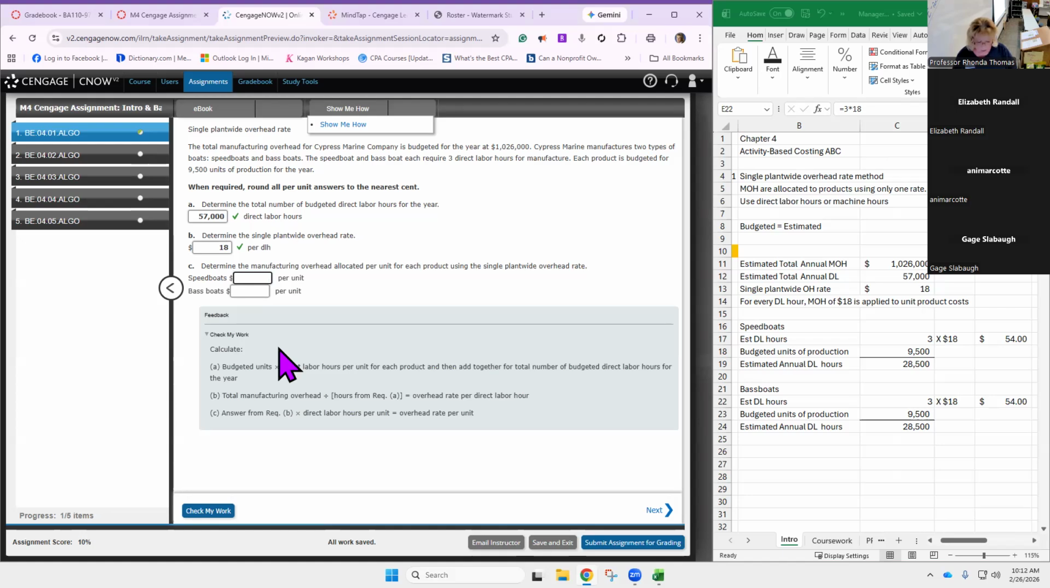Okay, so I think we're looking at $54 gets applied to every speedboat, and $54 of manufacturing overhead gets applied to bass boats. Let's see if we're right.